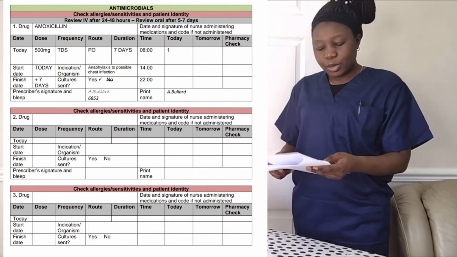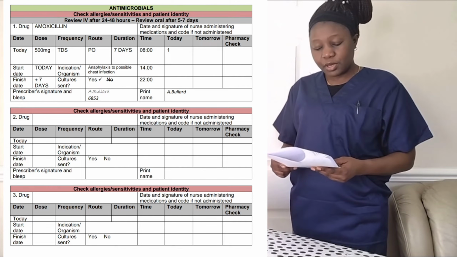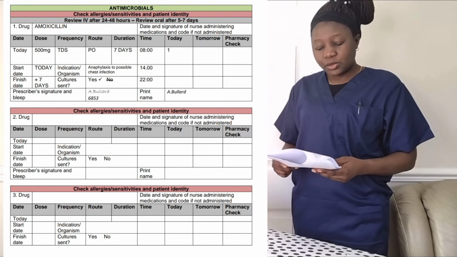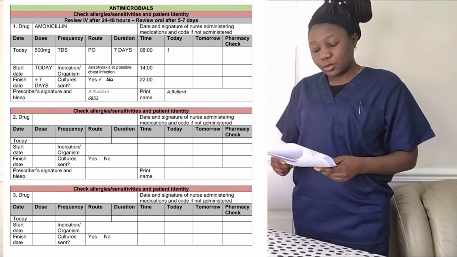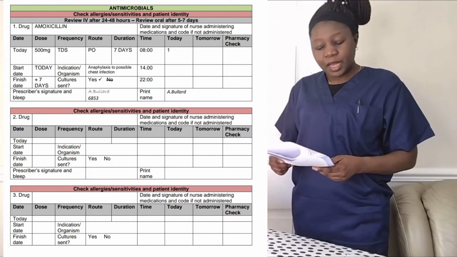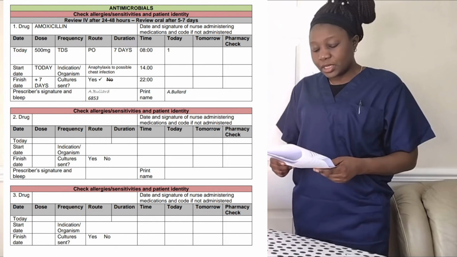On antimicrobials, the first drug is amoxicillin. The date is today. The dose is 500 milligram. Frequency is 3 times daily. The route is per oral. The duration is 7 days, and the start date is today. The indication is for anaphylaxis to possible chest infection, and the finish date is plus 7 days. Culture was sent. Prescriber signature is Allotted with blip 6853.